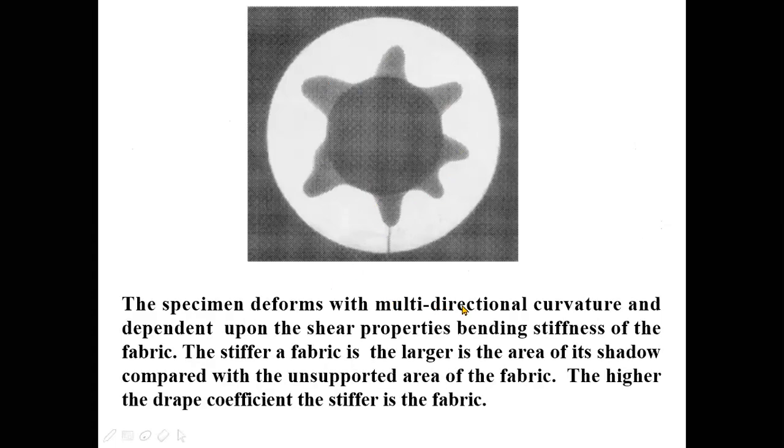Now the specimen deforms in multi-directional curvature. See, these are the multi-directional curvatures, and depending upon the shear properties and bending stiffness of the fabric. That means, as I've already told, the drape coefficient as well as the appearance of the fabric while it is allowed to fall vertically depends upon the bending stiffness as well as the shear rigidity of the fabric. The higher the drape coefficient of the fabric, the stiffer is the fabric.